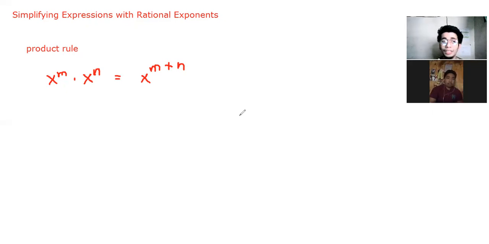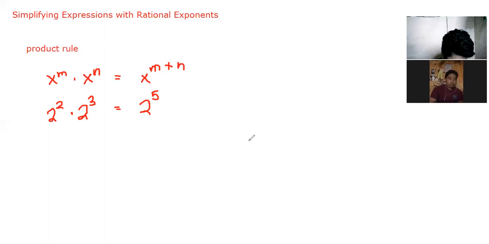So, x raised to m times x raised to n is equal to x raised to m plus n. Pag-plusin lang natin yung exponent natin dito. Another example nito, halimbawa meron tayong 2 raised to 2, then times 2 raised to 3. Anong gagawin natin yan? Because we have the same base, so 2, then yung exponent natin, pag-plusin lang natin. 2 plus 3, that is 5. So, meron na tayong 2 raised to 5. Ganun lang siya kadali sa product rule.